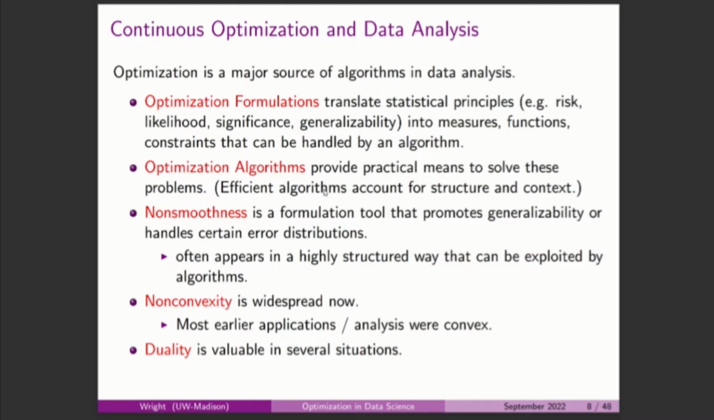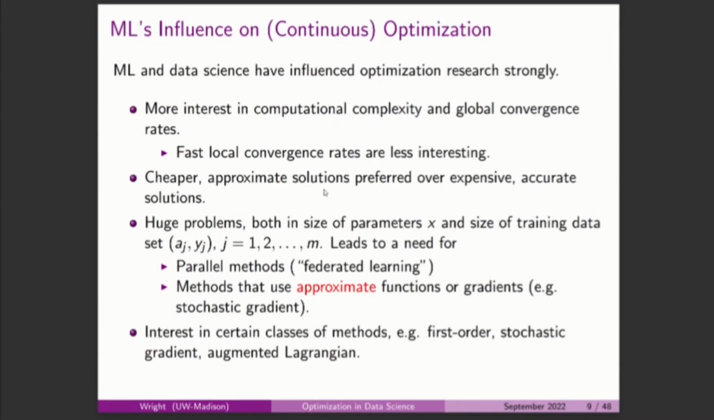A couple of other things to pay attention to. One is that non-smoothness turns out to be interesting in a bunch of contexts, but it appears often in data science in a highly structured way that algorithms can exploit. And non-convexity nowadays is widespread. People ignored the issue of non-convexity for a long time, but eventually realized that you can't really ignore it because, for example, neural networks are extremely non-convex. And so now when people are thinking about algorithms and analyzing them, they take account of non-convexity. And then duality is valuable in several situations as well, which I'll mention as I go.